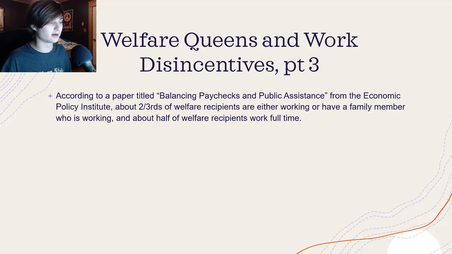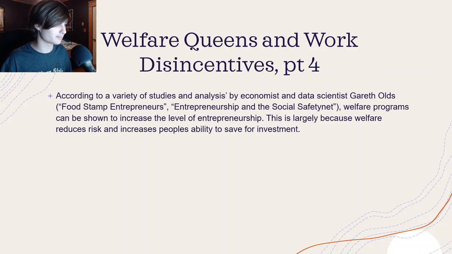According to a paper, sort of making the same point, titled Balancing Paychecks and Public Assistance from the Economic Policy Institute, about 2/3 of welfare recipients are either working or have a family member who is working, and about half of welfare recipients work full-time.